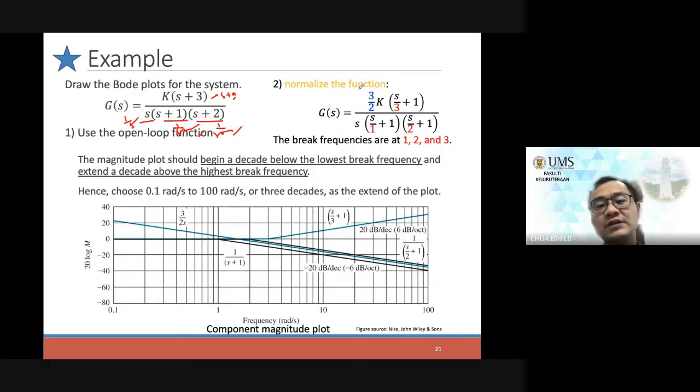In order for us to plot this, we first use only the open loop functions, because this is similar to the root locus technique. We use the open loop functions to solve or approximate for the closed loop functions. So this open loop would be the KGH. You assume we already have the open loop KGH value over here.